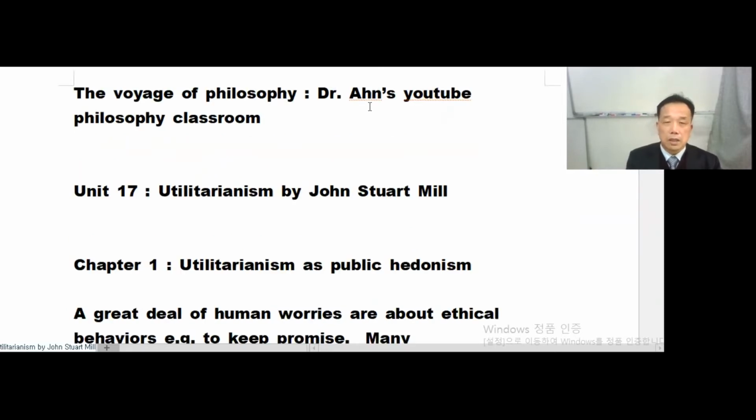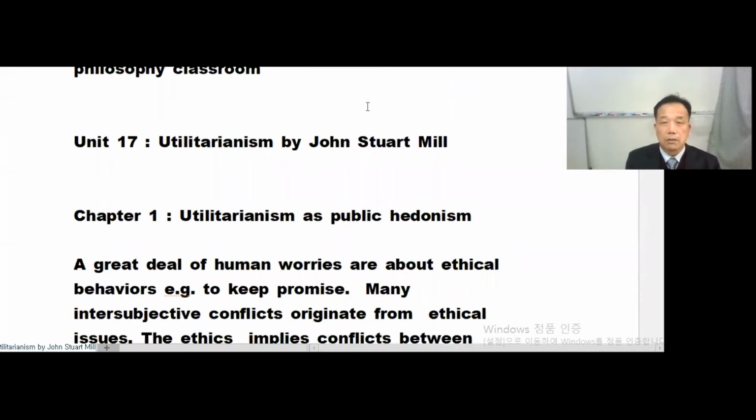Today's lecture, Unit 17, Utilitarianism by John Stuart Mill. Chapter 1, Utilitarianism as Public Hedonism.